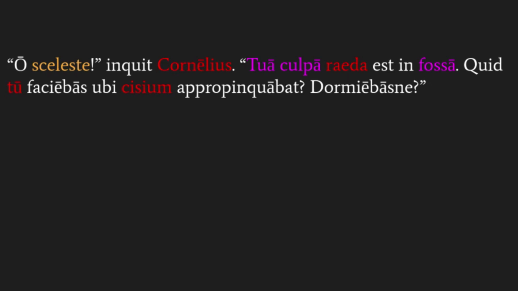Tua culpa raeda est in fossa. Right? So raeda is our subject. The carriage is in the ditch, in fossa. And again, it's ablative because you're showing position or location. So he's saying the carriage is in the ditch tua culpa, by your fault. So another way to translate this is it's your fault that the carriage is in the ditch. It means roughly the same thing, but literally tua culpa here is saying why. It's describing like why, the reason why the carriage is in the ditch. And it's saying by your fault, right? That's the way that it got into the ditch. So in other words, it's your fault that the carriage is in the ditch.